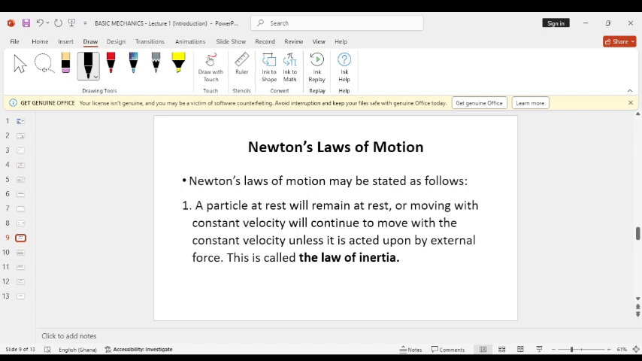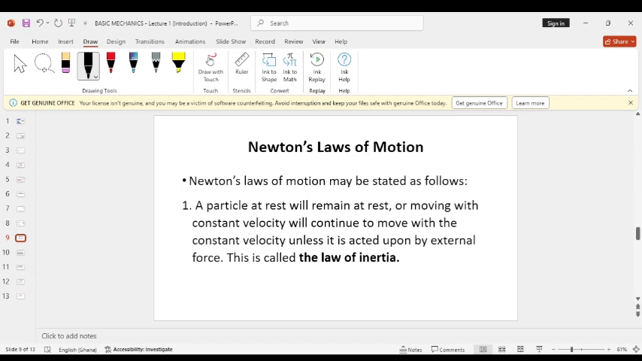So in other words, what the first law of Newton's motion is trying to say is that when a particle is at rest, and let's say there is no external force acting on that particle, it will continue to remain in that same position until something causes that object which is at rest to change its position or to move. In the same way, if an object is moving, it will continue to move. It will only come to a halt when something causes the object to change or to come to a state of rest.